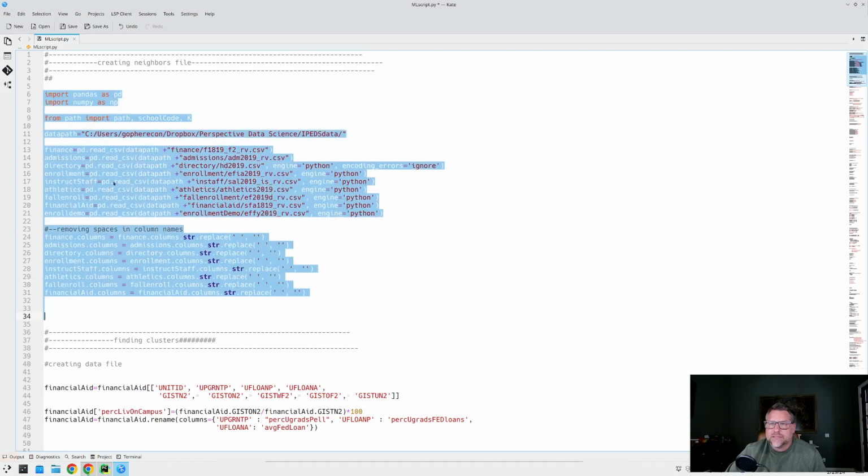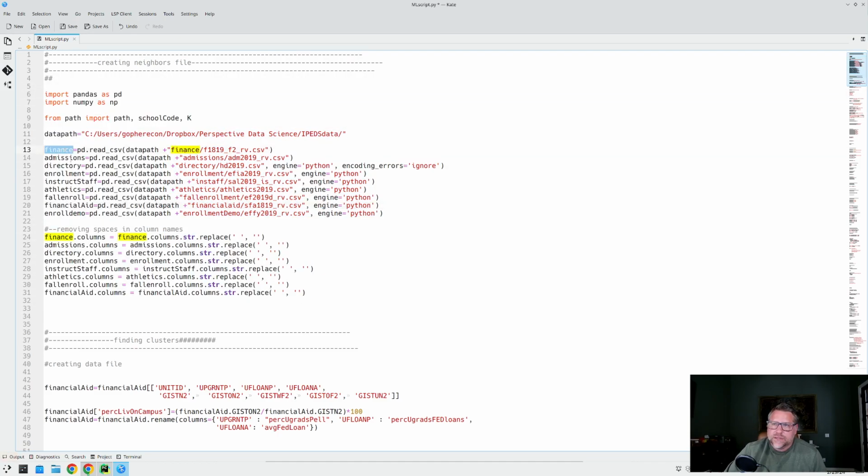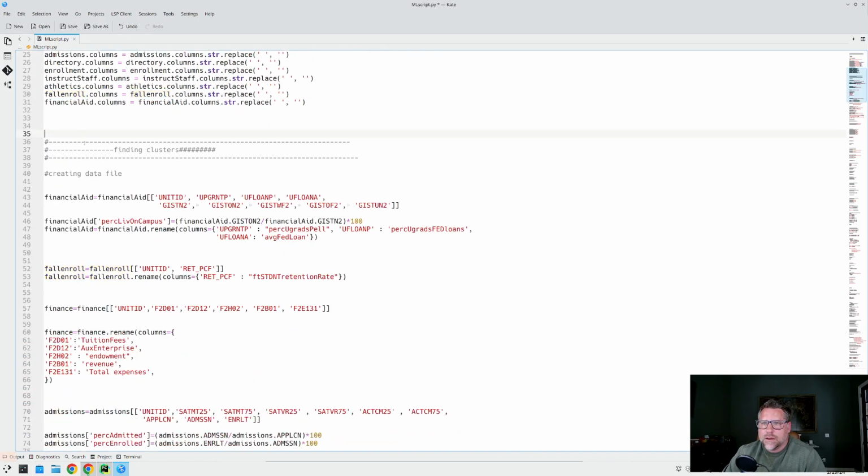All this data is from IPEDS. So we're loading the finance survey, the admission survey, the directory files, which has like all the IDs. What else is in there? I think there's Carnegie classification and that kind of stuff is in there as well. Enrollment, staffing, what kind of athletic programs they have. All of this data, we merge it all together. That's basically what's happening in the first several lines of code here.